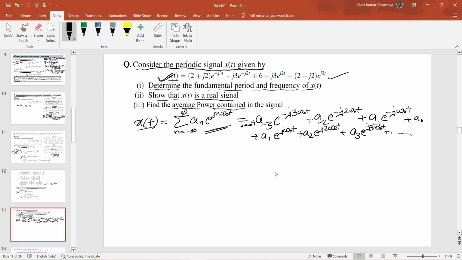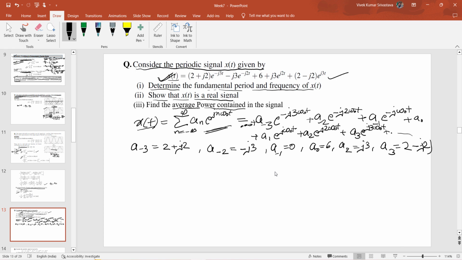Okay, so you can easily compare these with x of t. The coefficients we can get as: a of minus 3 is equal to 2 plus j2, a of minus 2 is equal to minus j3, a of minus 1 will be 0 here, a naught will be equal to 6, a of 2 will be equal to j3, a of 3 will be equal to 2 minus j2.